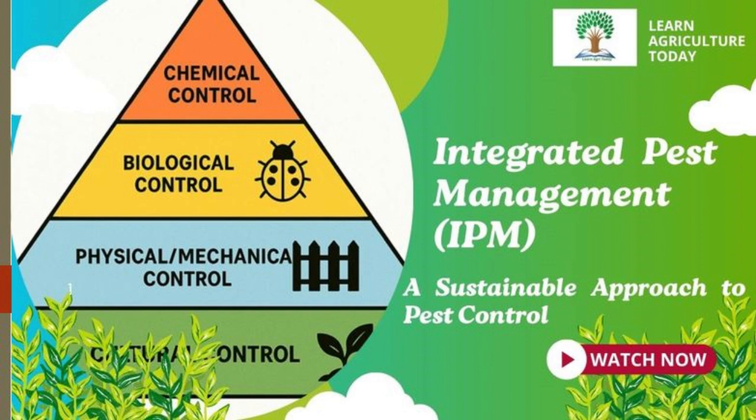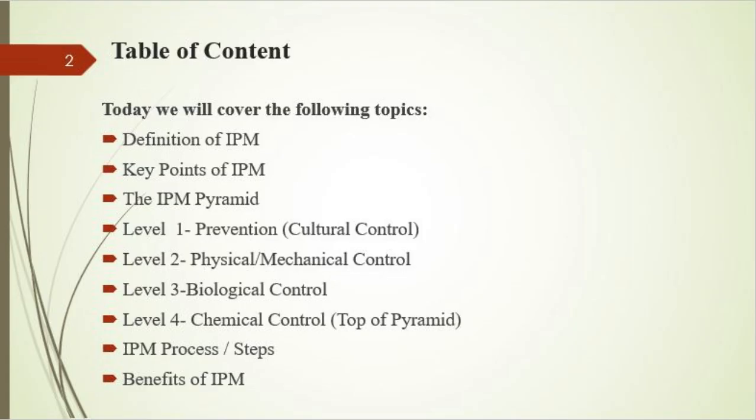IPM combines several pest control methods to keep pest populations below the economic damage level while protecting people and the environment. Today we will cover the following topics. Definition of IPM. Key points of IPM. The IPM pyramid. Level 1 Prevention, Cultural Control. Level 2 Physical/Mechanical Control. Level 3 Biological Control. Level 4 Chemical Control, Top of Pyramid. IPM Process/Steps. Benefits of IPM.